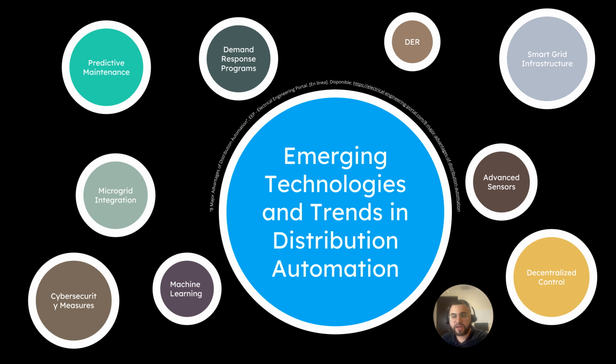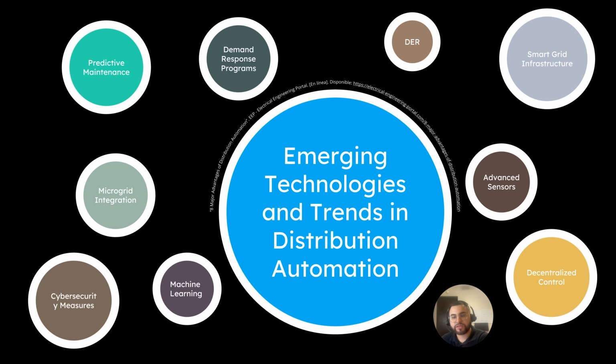Grid edge technology. Advanced sensors. Placing sensors at the grid edge provides detailed data on grid conditions, facilitating faster fault detection and response. Decentralized control. Automation technology at the grid edge empowers localized decision making, enhancing grid resilience and mitigating the impact of faults on the wider distribution network.